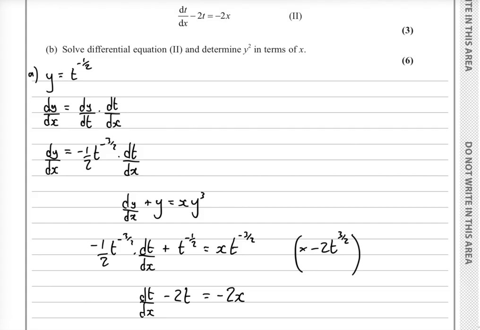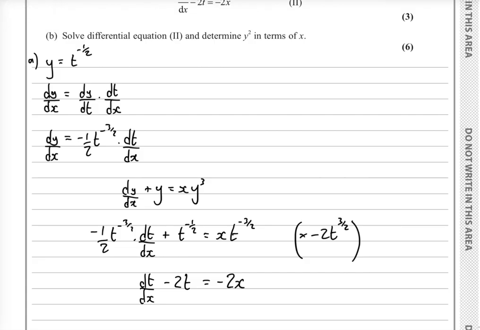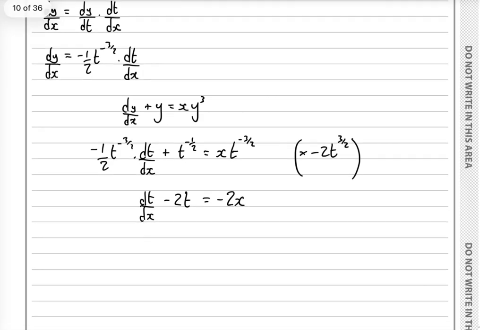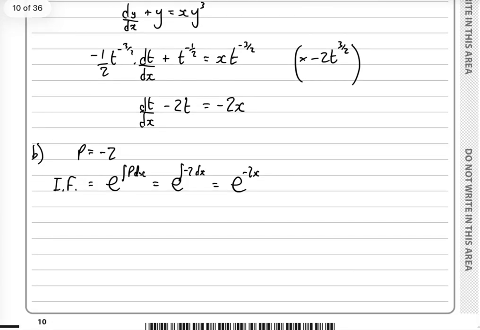So that's finished. Part B, solve the second differential equation and determine y squared in terms of x. So we're solving this now. This is in the form dy by dx plus py, where p is equal to minus 2. So our integrating factor, which is e to the integral p dx, is equal to e to the integral of minus 2, e to the minus 2x. So the reason we find that is to multiply all of this equation by that.